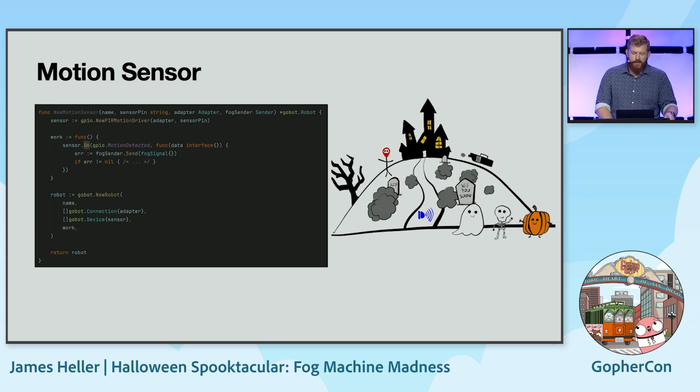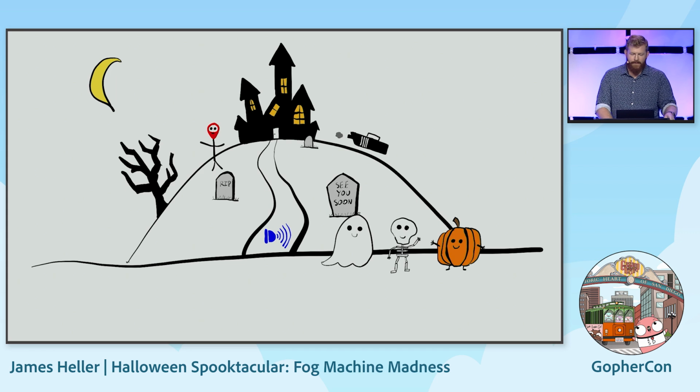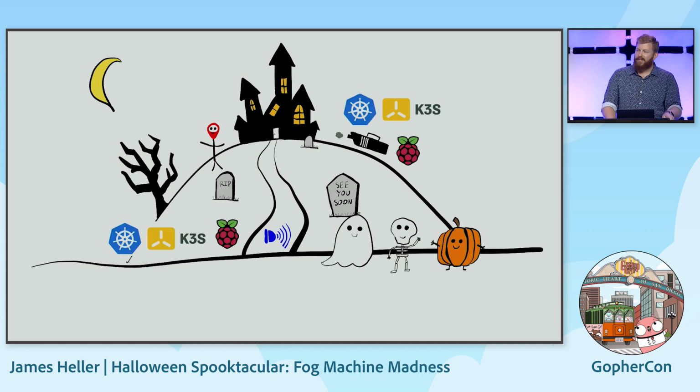But we are still missing a piece, because we can make fog with the fog controller, and we can watch for the trick-or-treaters nearby, but we don't have a way to get that signal from the bottom of the hill all the way up to the top of the hill. And this is where things get scary. Because wouldn't you know that I had a couple Raspberry Pis in the closet, and wouldn't you know that Raspberry Pis are in containers, and wouldn't you know that if you spend enough time in the cloud, everything starts looking like a Kubernetes workload. So I took those Raspberry Pis and I containerized my GoBot robots, and I installed K3s on the Raspberry Pis to make a lightweight Kubernetes cluster.